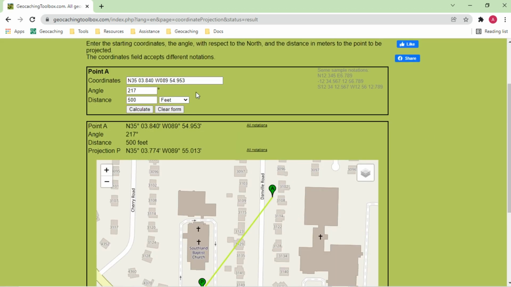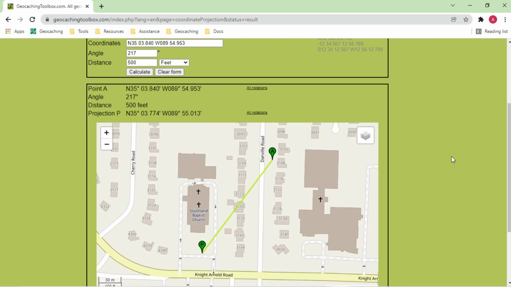What the coordinate is, what the angle is, what the distance is. You may have to read the text or do something else. And now you can use this tool to do the calculation. A is here my starting point, and P is in this case the projection. A was right here, and it uses a nice little map. And now it shows me with the projection I need to be right near this church. Maybe there's a bush or something that it could be hidden in.